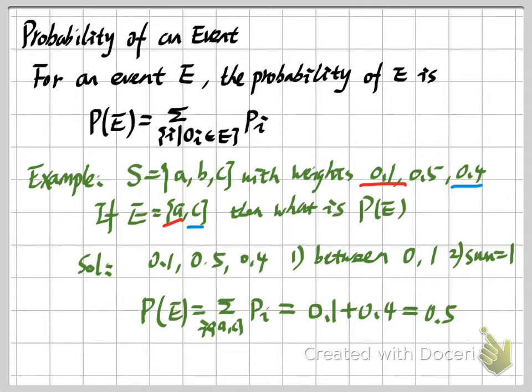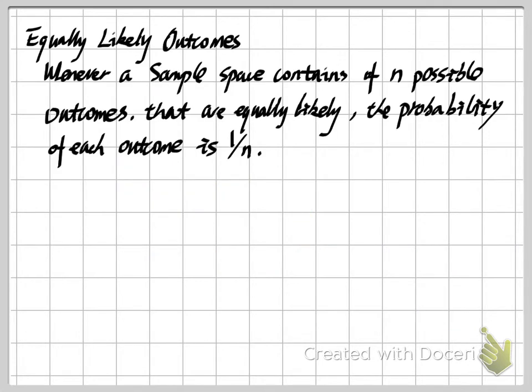Then for the finite discrete sample space, there is one special case, which we call equally likely outcomes. That means we assume in this sample space we have n possible outcomes, and for all of them, their weights are exactly the same. In other words, they have equal possibility to happen. Because the sum of all the weights should equal 1 and we have n outcomes, the weight for each outcome should be 1/n.